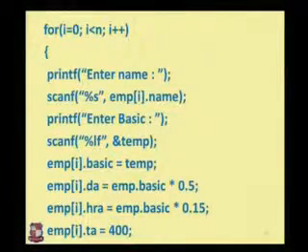Then employee i dot DA equals employee basic into 0.5, that is 50% DA. So what are we calculating? We are calculating a total salary. From the total salary we can include DA, HRA, TA. DA equals employee basic into 50%, that is 0.5. Then employee of i dot HRA equals employee basic into 0.15, that is 15%. Then employee i TA is common for all the employees, that is 400.